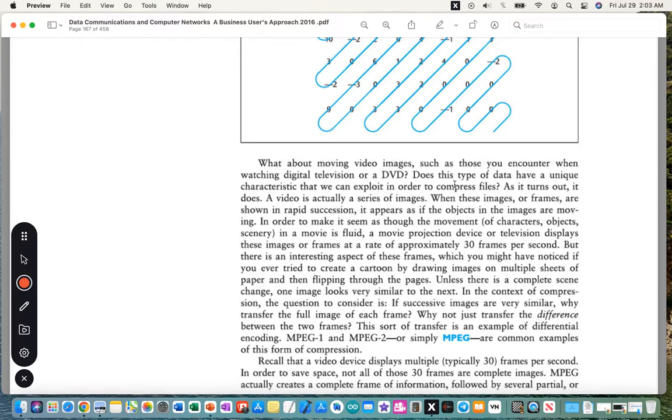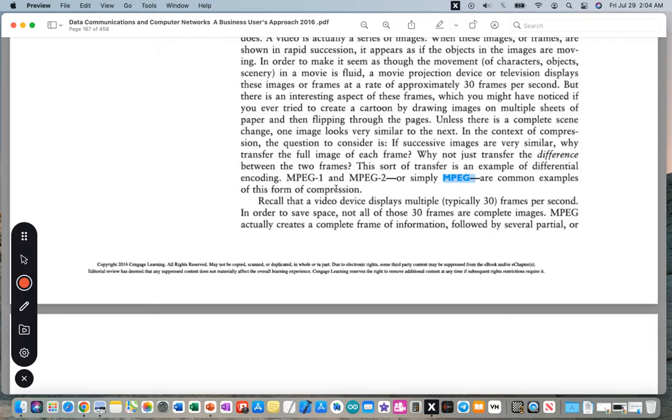What about moving video images, such as those you encounter when you're watching television or a DVD? Does this type of data have a unique characteristic that we can exploit in order to compress the file? As it turns out, it does. A video is actually a series of images. When these images or frames are shown in rapid succession, it appears as if the objects in the images are moving. In order to make it seem as though there is movement, a movie projection device or TV displays these images or frames at a rate of approximately 30 frames per second. This is called MPEG. MPEG-1, MPEG-2, or simply MPEG are common examples of this form of compression.